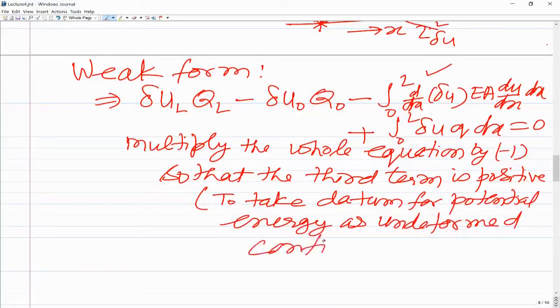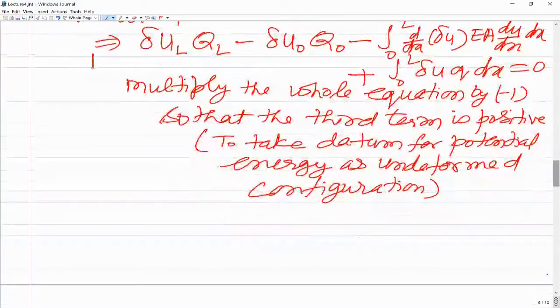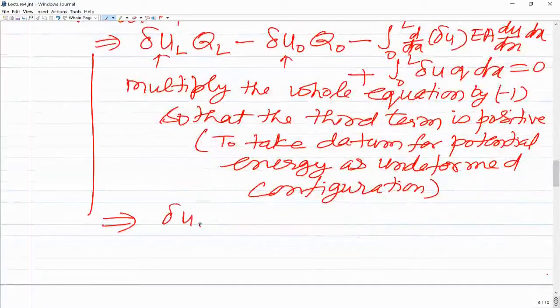Undeformed configuration means when you start applying the load, initially it is in the undeformed configuration, so we want to take that datum and based on that we want to write finally the total potential energy, the integral functional. So now if you do this, this term will become negative, this term will become positive. So we will have delta u_0 into Q_0 minus delta u_L into Q_L. That third term will become positive, so we will have integral 0 to L.